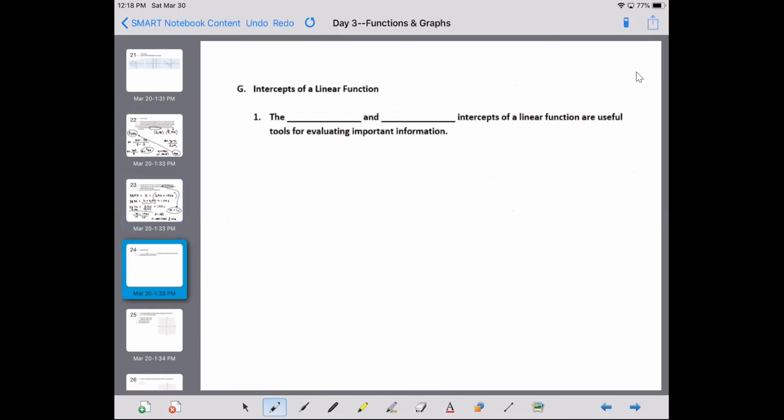Next, let's look at some intercepts. And so when we think about intercepts of a linear function, we're talking about where it crosses the x and the y axis. So the x and the y intercepts are useful. It can help us identify some things in context when you're dealing with the x and y axis.